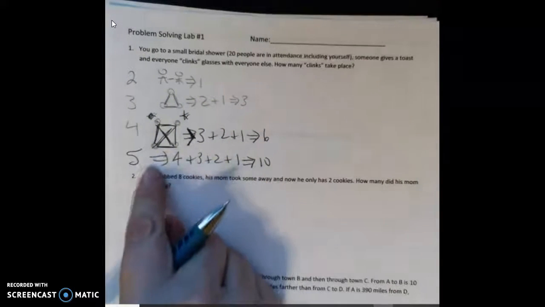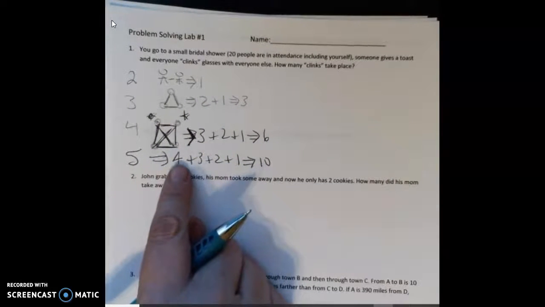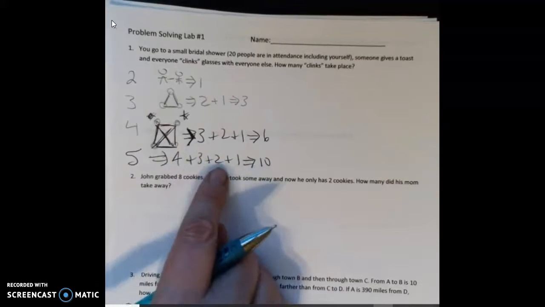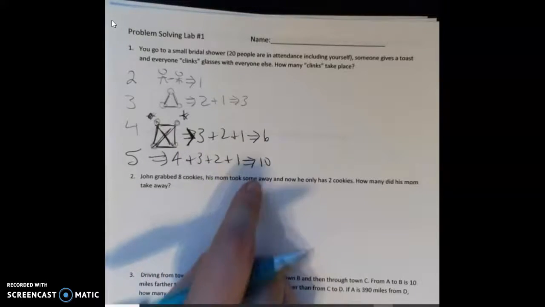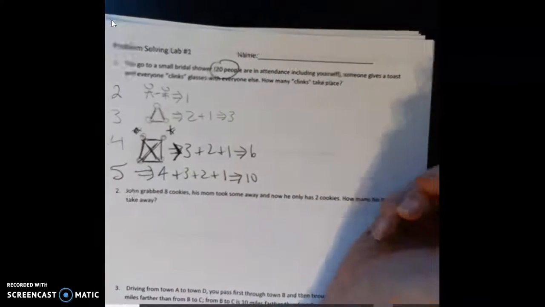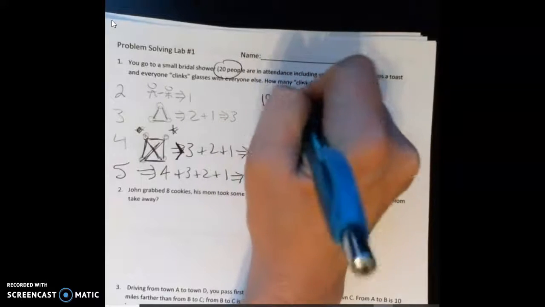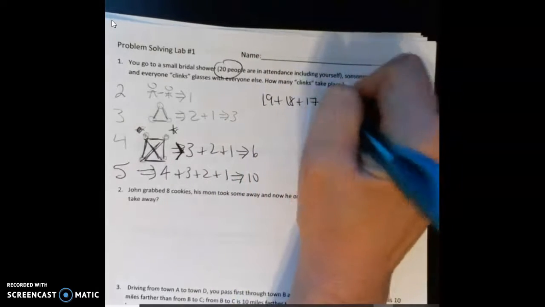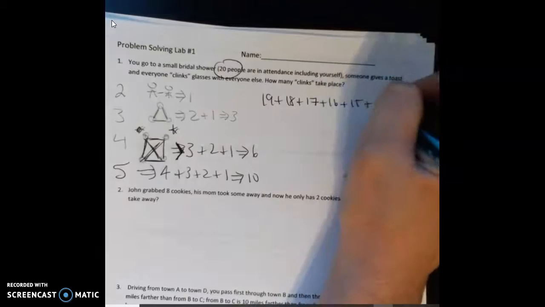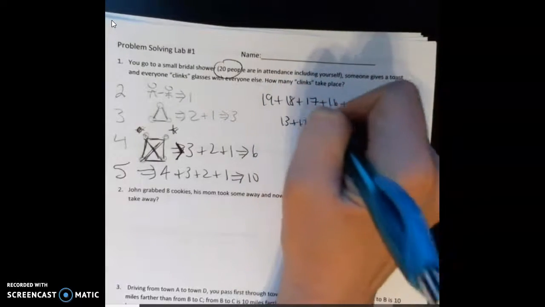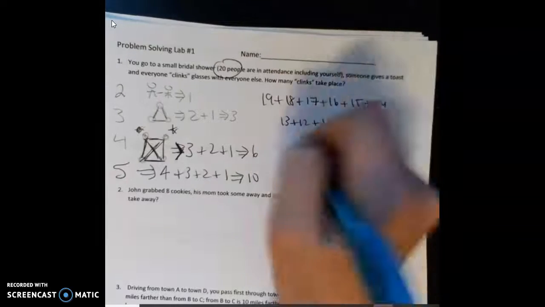And then with 5, I didn't draw a picture because I know that the first person's going to clink 4, then 3, then 2, then 1, and 10. So it looks like if I have 20 people, I'm only going to have 19 clinks because I'm not going to clink with myself. So it looks like it's going to be 19, 18, 17, 16, 15, 14, oh my, hopefully I'm not missing anything. You guys can yell at me later if I made a mistake.